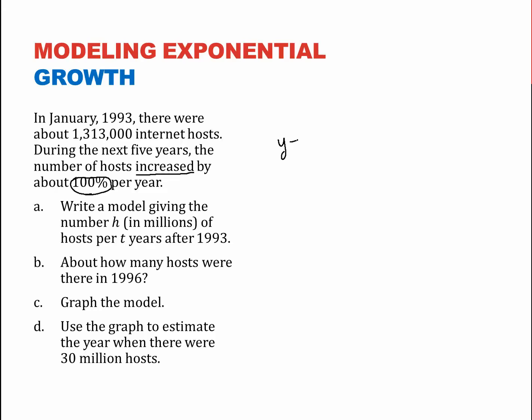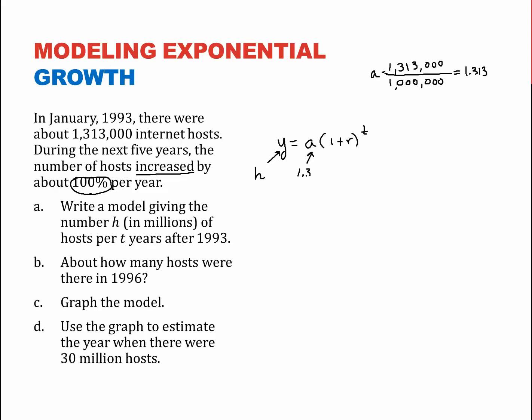So you start with the base model, y equals a, 1 plus r to the t. We know this is going to be H in millions. This is the initial amount. The initial amount is 1,313,000, but since we want to give the answer in millions, we're going to divide this by 1 million. And we're going to get 1.313. When they say millions, that means that you get a number and you multiply it by a million to get the actual value.